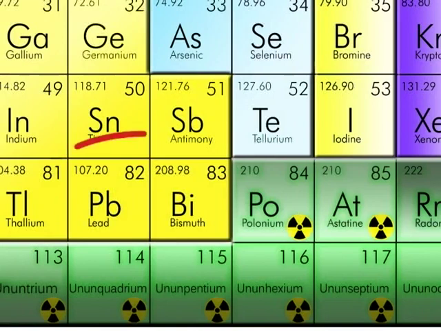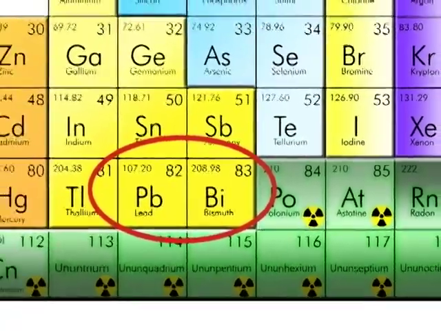Lead and bismuth are the very last stable elements before the heavy radioactive elements begin.